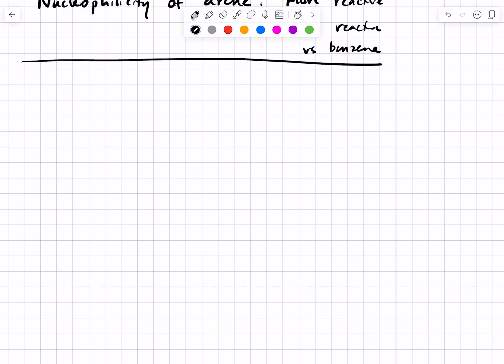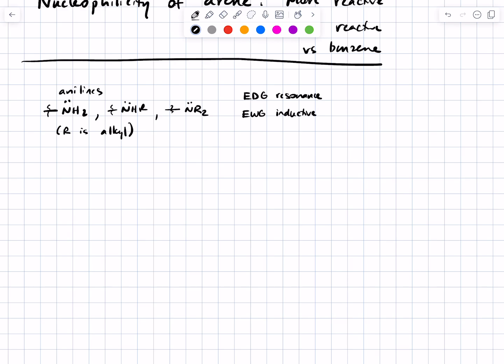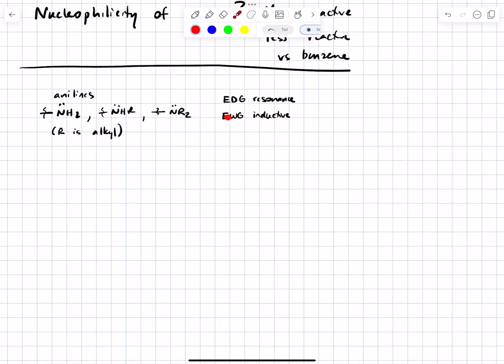So over here we're going to have the substituent. These are amino substituents, where the squiggly line indicates the attachment point to the benzene ring. You need to have a lone pair on the nitrogen. Generally R here is alkyl. These are the so-called anilines, and they are electron donating groups via resonance. They would qualify as electron withdrawing groups via an inductive effect. You can rank how strong the inductive effect is by looking at the electronegativity of the atom attached to the benzene ring.